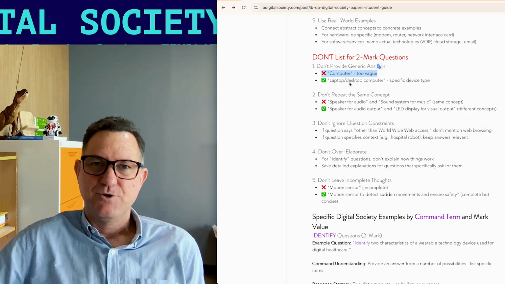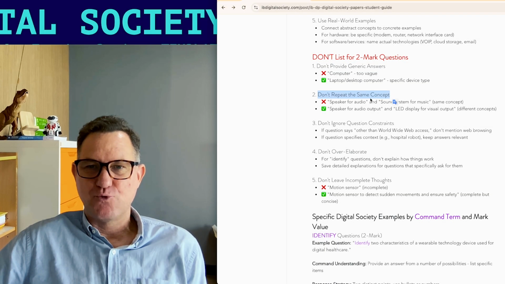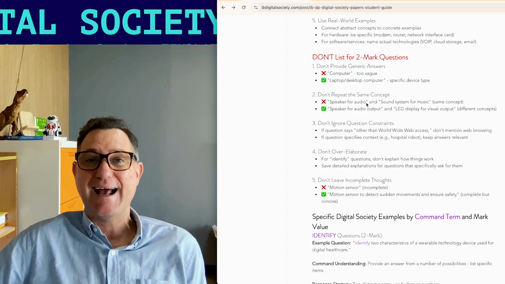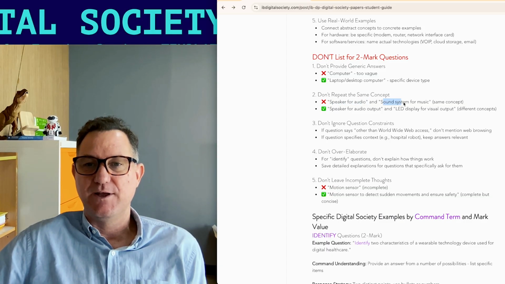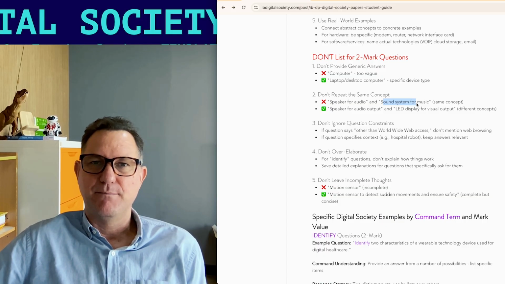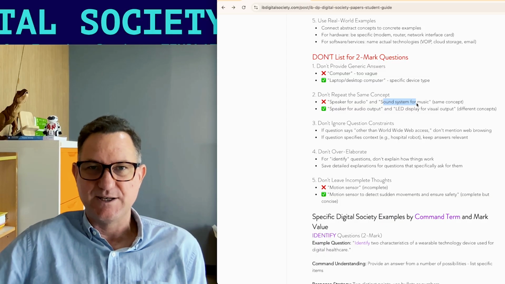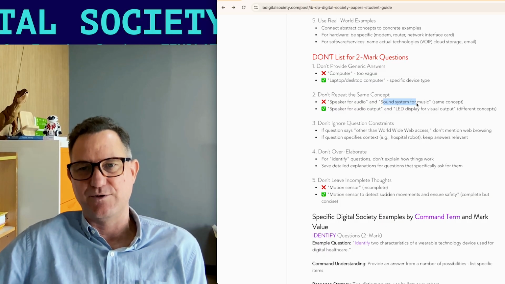So use the correct word whenever you can. This one we've already talked about: don't repeat the same subject. If the question's about output devices and you talk about speakers and then you talk about the sound system, you're saying the same thing. You're not going to get marks. So if it's asking for outputs, be very specific that your 2 outputs are different output devices.